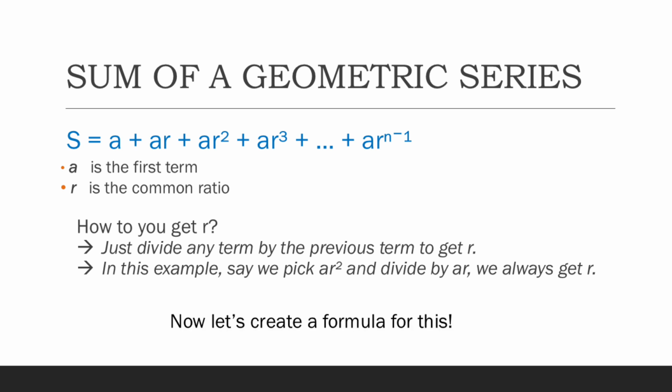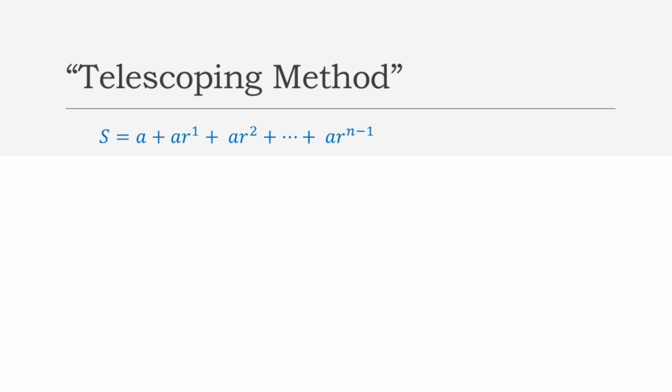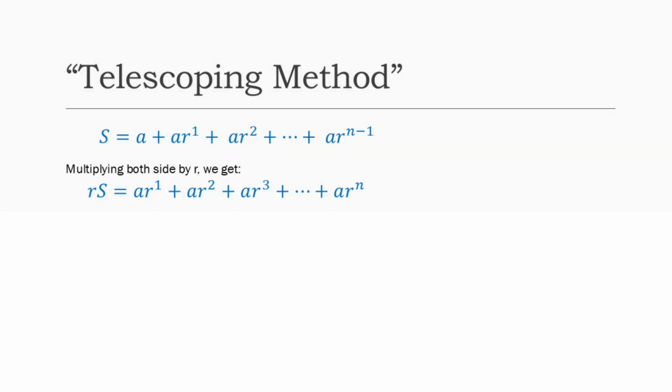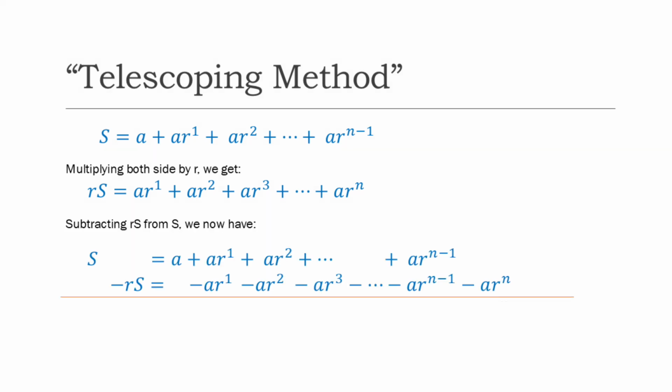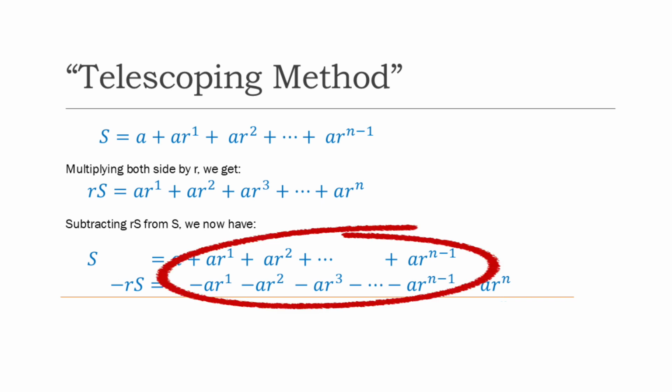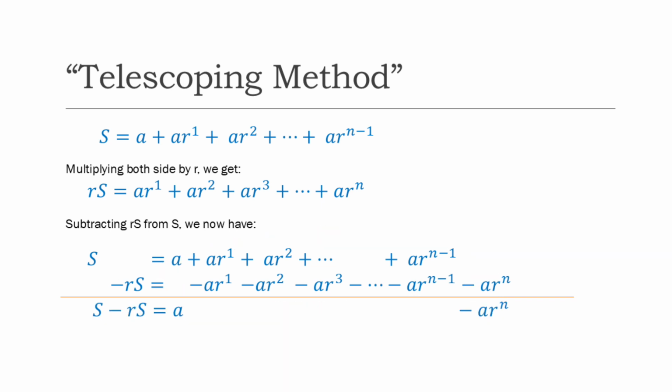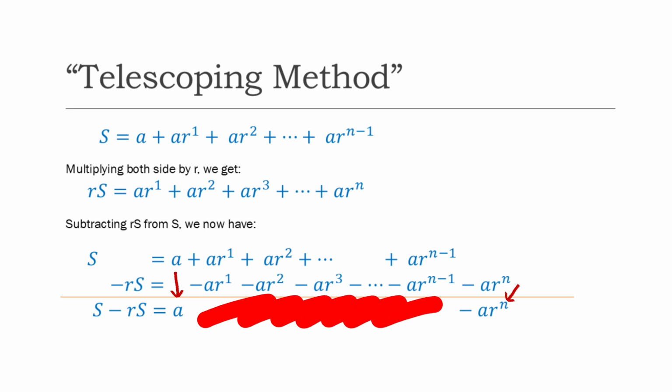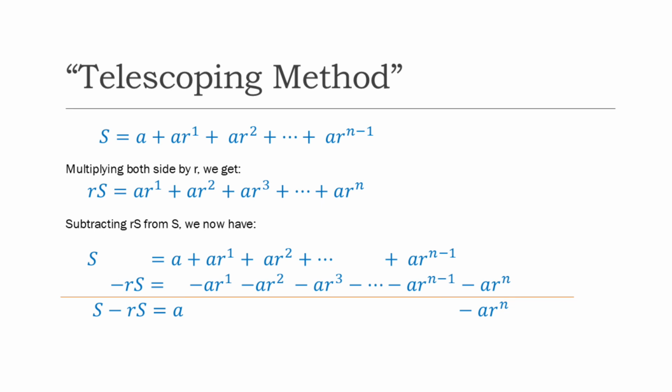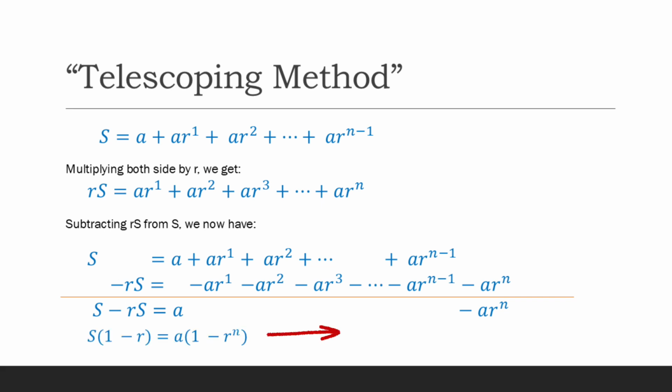Now, let's use a neat trick called the telescoping method to simplify the formula. First, we multiply S by R, then subtract RS from S. We get the following equations, and notice how the in-between terms cancel out, leaving us only with the first term and the last term. In effect, it's like a long telescope, which we simply collapse by folding, and we see only the first term and the last term, the first lens and the last lens. That's the telescoping method.